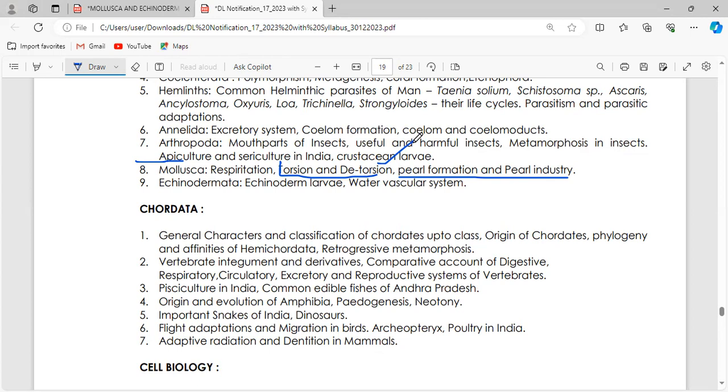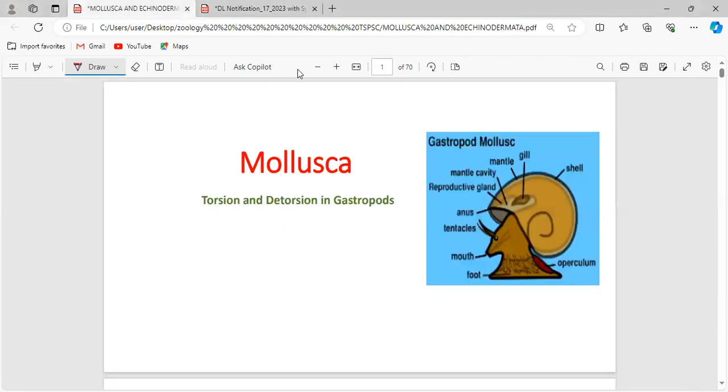Just tell me, torsion and detorsion is seen in which class under the phylum Mollusca? Very good, gastropods. Clear? And any examples? Very good, snail. And make sure you know the scientific name of snail. Without any delay, we'll get into the topic.